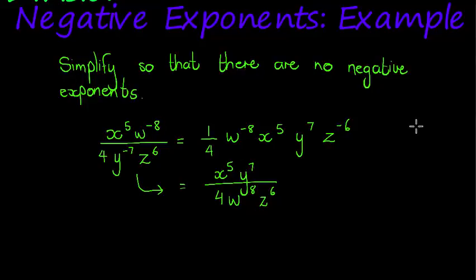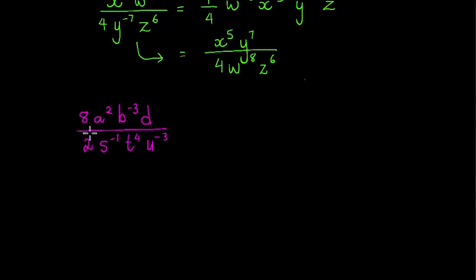Let's look at one more example. Here we have 8 in the numerator, a to the power of 2, b to the power of negative 3, d to the power of 1, and 2 in the denominator, as well as s to the power of negative 1, t to the power of 4, and u to the power of negative 3. So again, I'll do my foolproof method. That will definitely work, and I don't have to take shortcuts. First I take my constants. 8 divided by 2 is just 4.